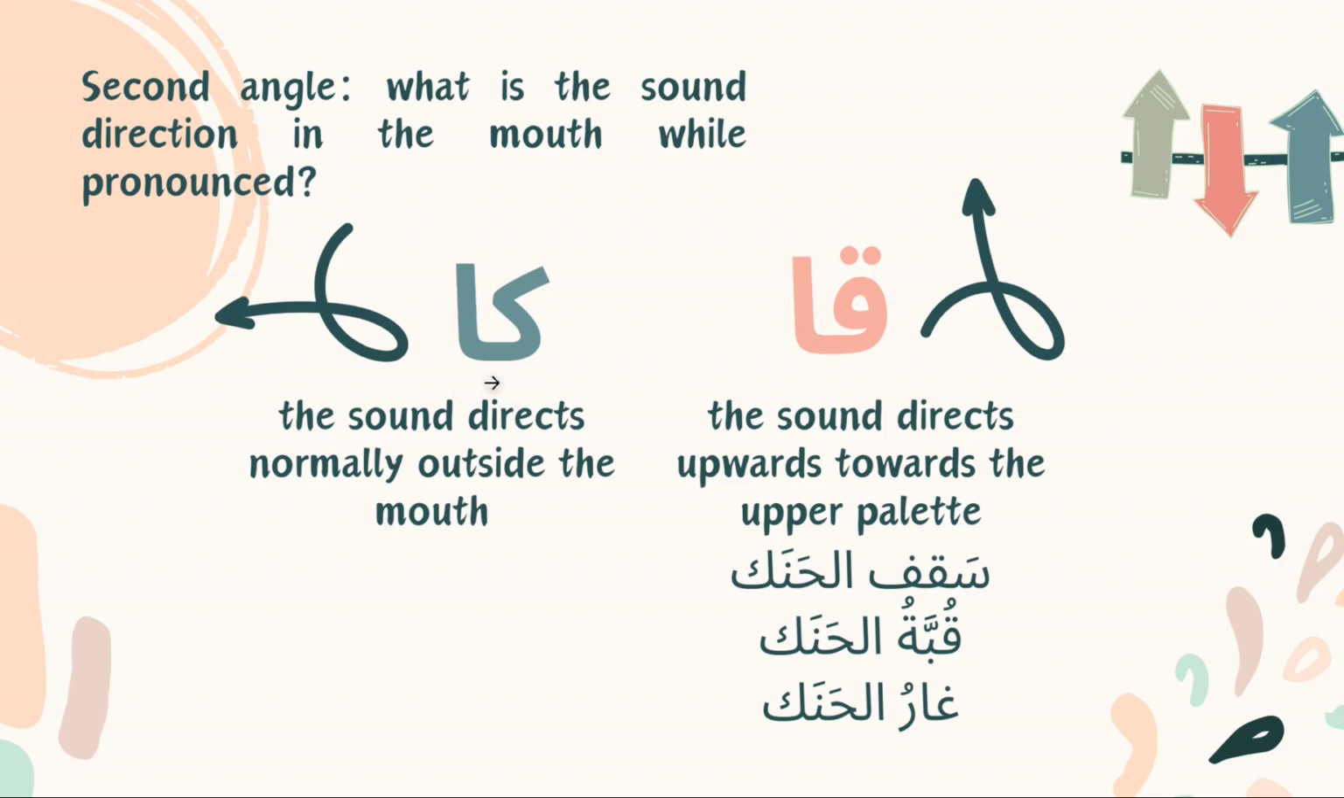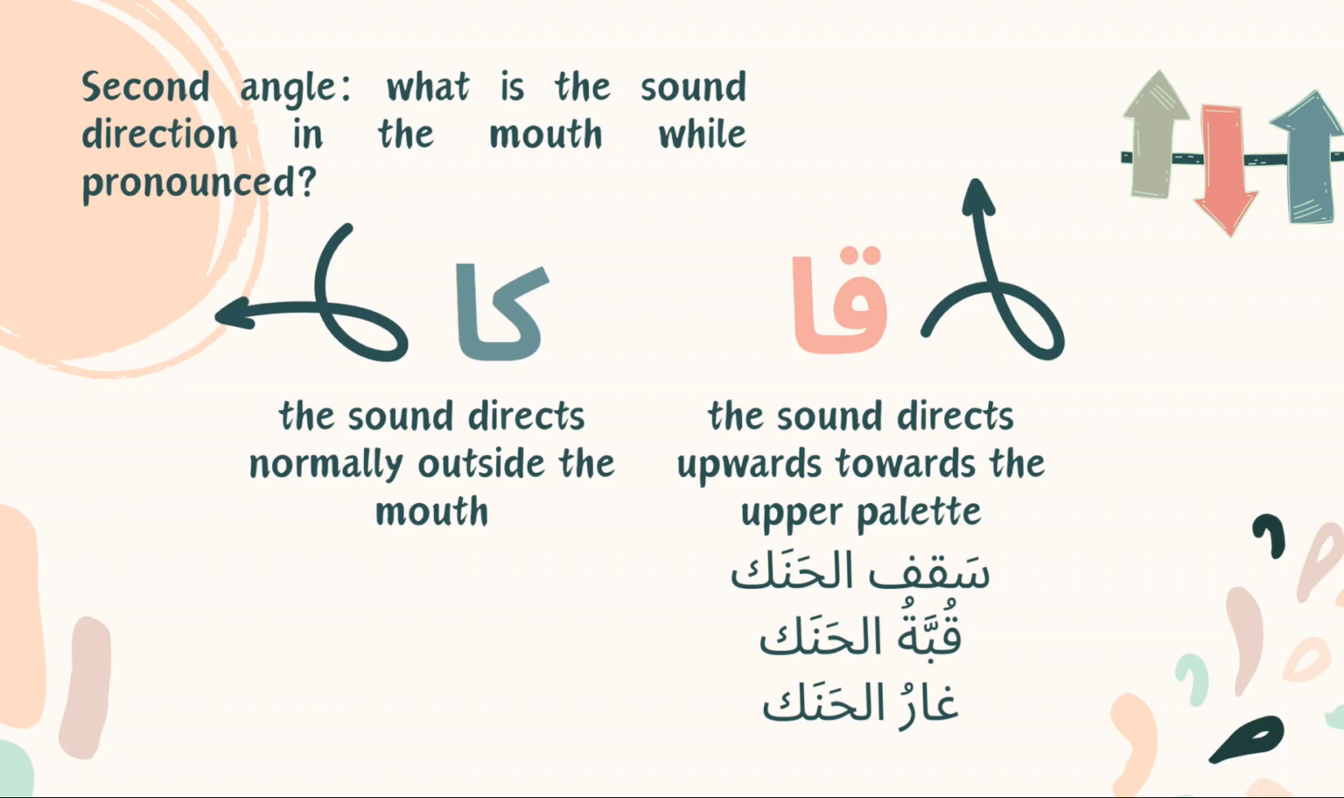Okay, let us say ka. Again, say it with me. Ka, ka, ka. The sound directs normally outside the mouth. And we will notice the difference when we pronounce the qaf. Let us say qa, qa, qa. Stronger sound, heavier sound, right?